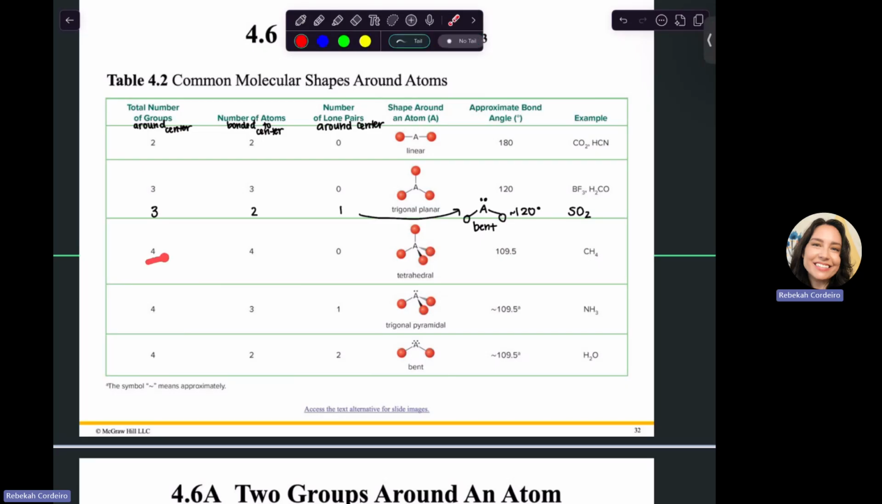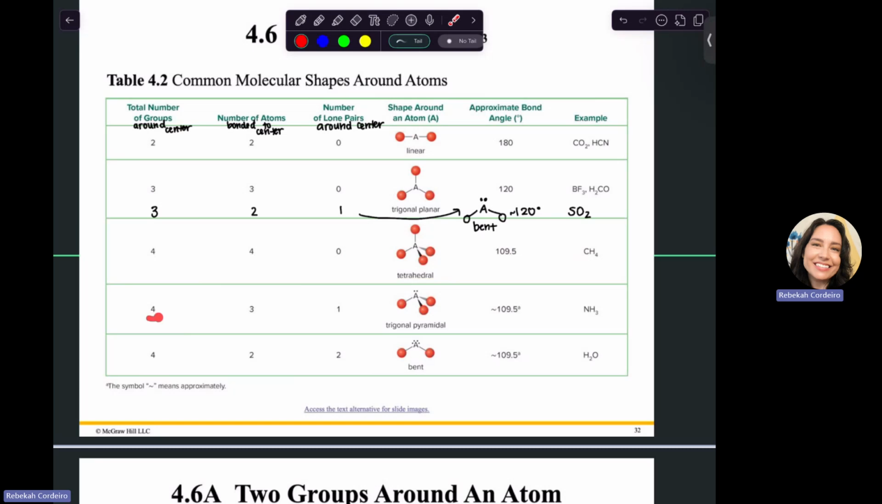Then if you have four things around the center, all of them are atoms, and zero lone pairs, we get our tetrahedron. This is a three-dimensional shape, like a pyramid with a flag on the top. It's 109.5. Your classic example is CH4. Now, if we start to take away the atoms and put in lone pairs, then we're going to get a little bit of a different shape here.